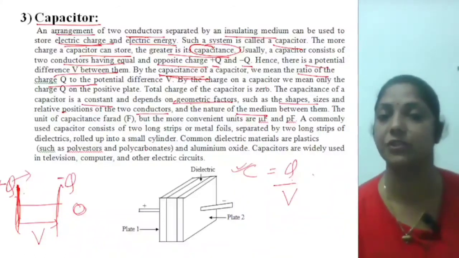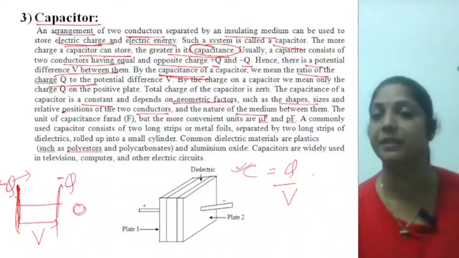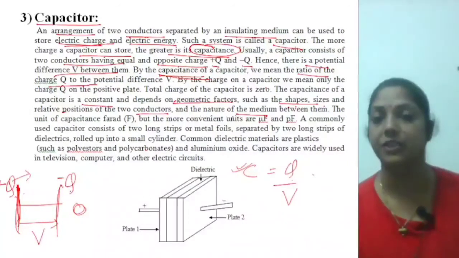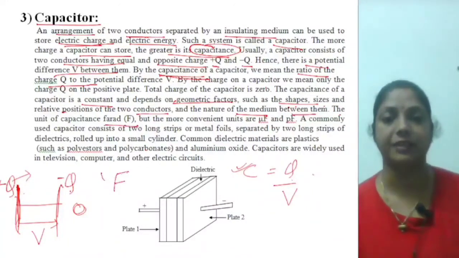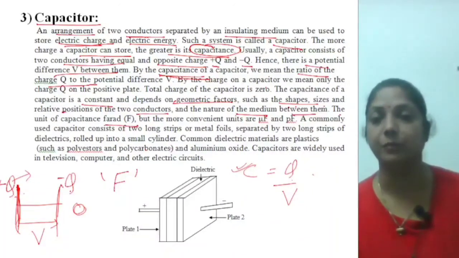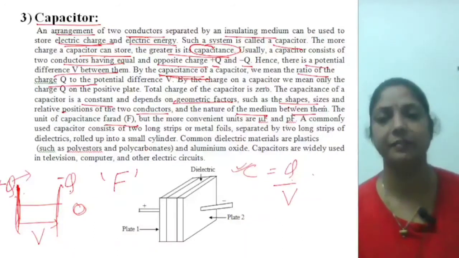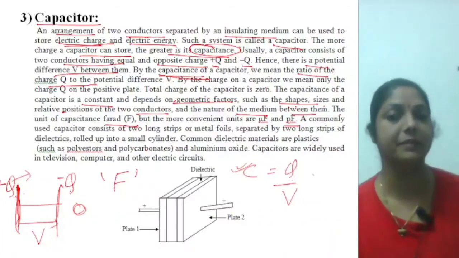Capacitance of a capacitor is always constant. It only depends on geometric factors such as shape, size, the relative position of the two conductors, that is the distance between the two conductors, and also the nature of the medium between them. On these factors capacitance depends, otherwise it is constant. The unit of capacitance is the farad, denoted by capital F. But the more convenient units are microfarad and picofarad. Microfarad means 10 to the power minus 6 farad and picofarad means 10 to the power minus 12 farad.